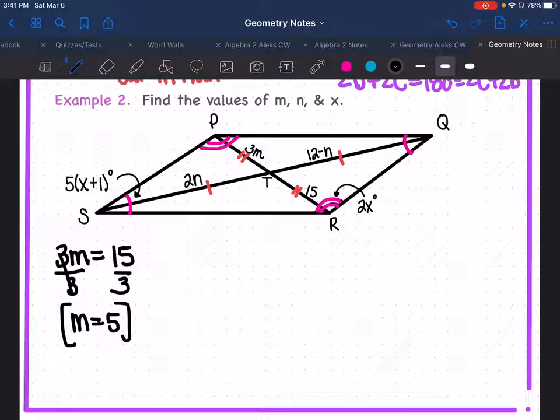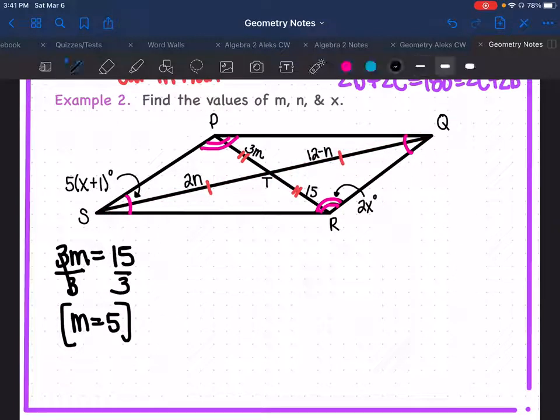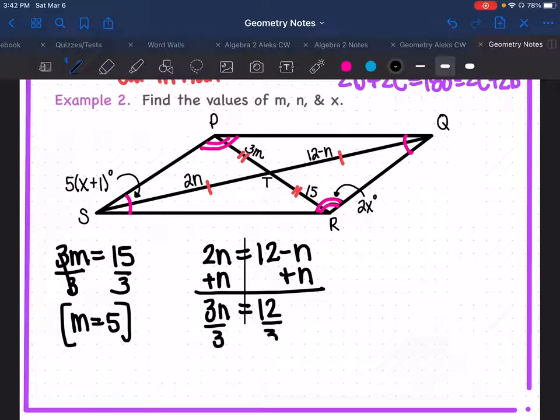I'm going to go ahead and find N next. N is here and here. They are also part of the diagonals, and the property says that they bisect each other, so the two pieces are equal. So 2n equals 12 minus n. I'm going to add this n to both sides because remember, you want to watch your equal sign. And 2n plus n would give me 3n equals 12. Divide both sides by 3. N equals 4. There's my second one. And let's see, X.